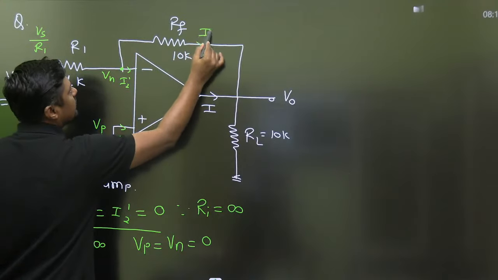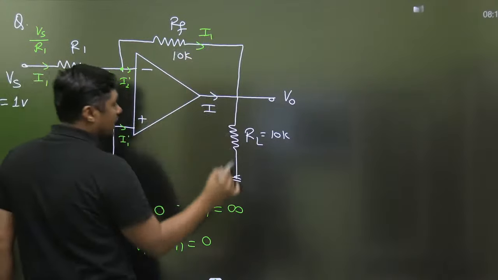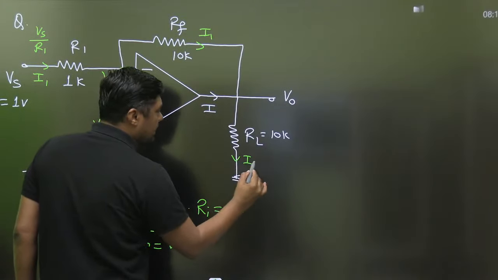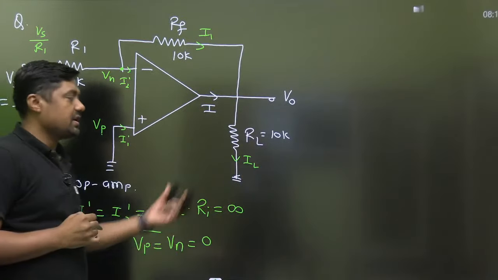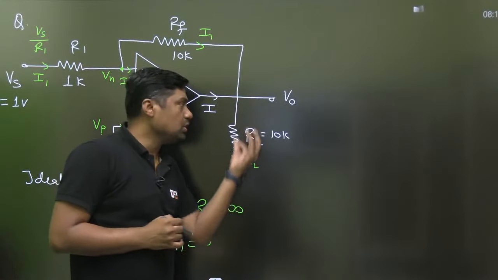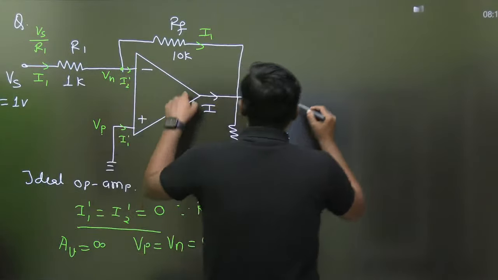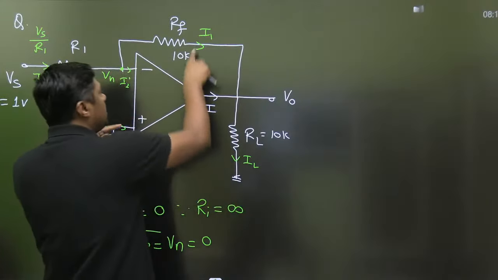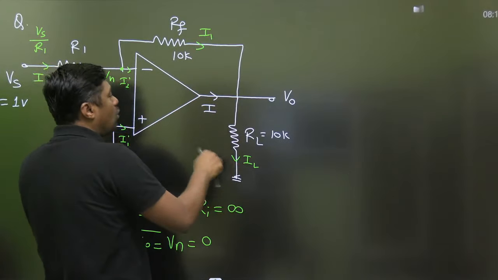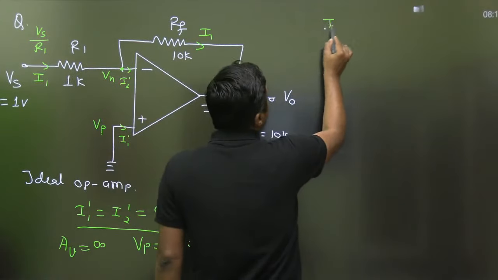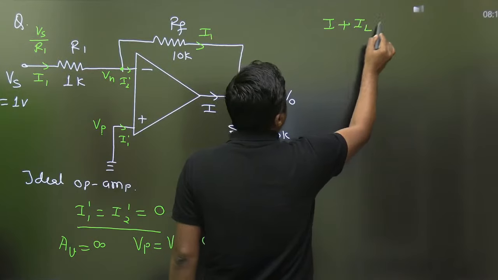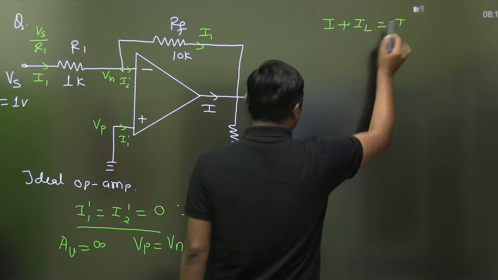This is I1. Now current through RL, let this be IL, the load current. What is the load current? V0 by RL. So what is the I? This is the incoming current, and that is the outgoing current. Sum of the incoming current is equal to what? Outgoing current.